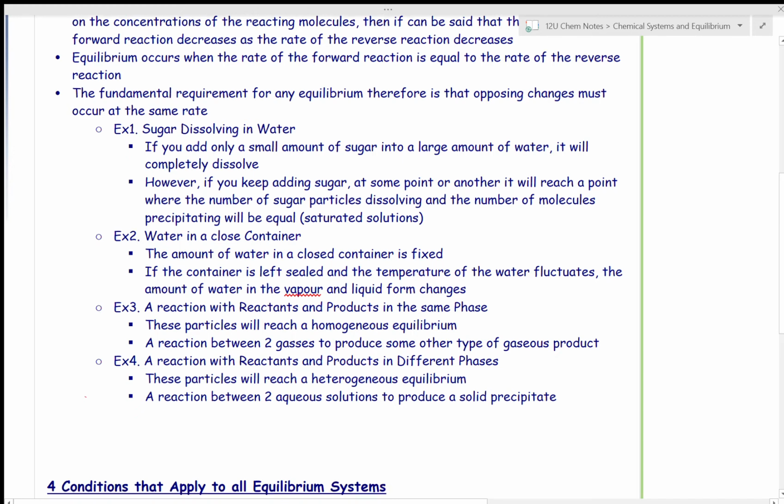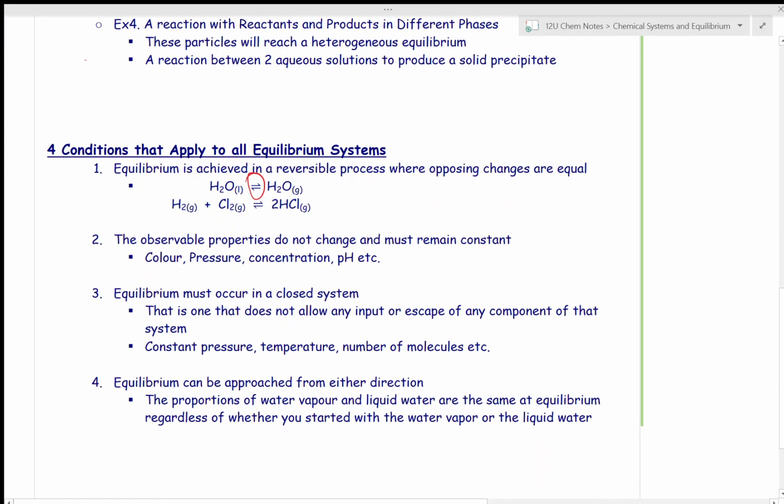We're going to look at that in more detail a little bit later when we look at Ksp. Finally, there are 4 conditions that apply, and you must satisfy all 4 of these conditions in order for a system to be considered to be at equilibrium, or to even reach equilibrium. Condition number 1 says that equilibrium is achieved in a reversible process where opposing changes are equal. The first example there, H2O liquid going to H2O gas, is exactly what I was just talking about. The rate at which it goes from liquid to gas and the rate at which it goes from gas to liquid are equal if we're at equilibrium.